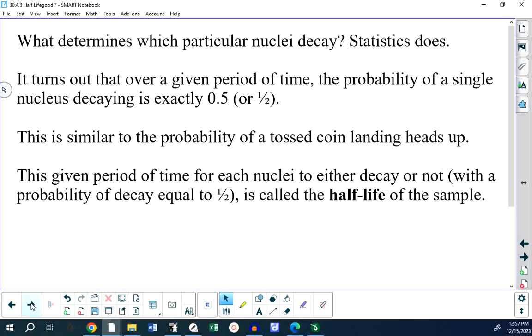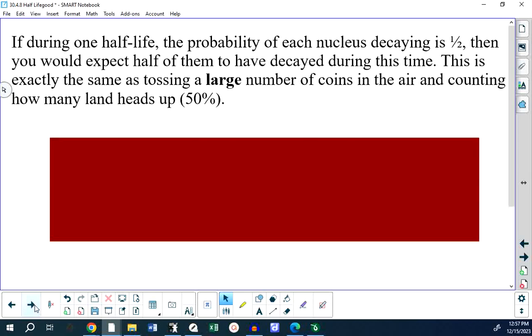Except, and you understand analogies are never perfect, the nuclei don't hang around for a half-life, and then all of a sudden half of them decay. Okay? They're always decaying over time, but on average, half of them decay in that half-life. So, if during one half-life, the probability of each nucleus decaying is 1/2, or if you want to use 50%, I think in Math 30-2 you talk about percent with probability, then you would expect half of them to decay during that time. And that means this.